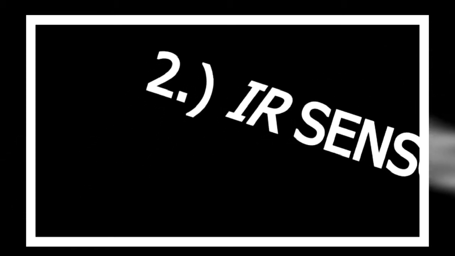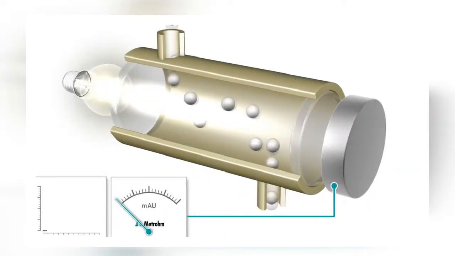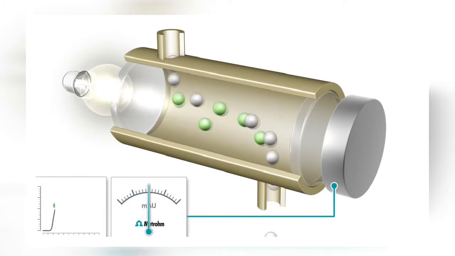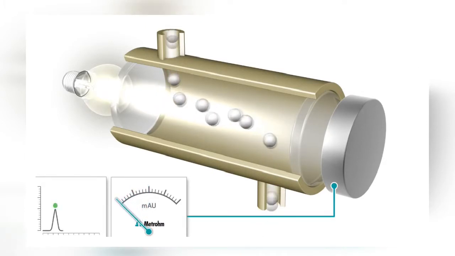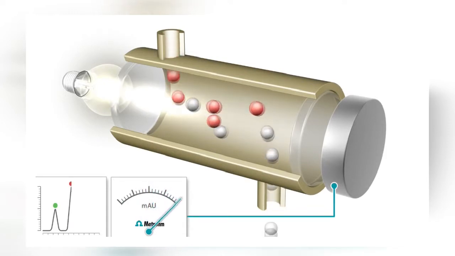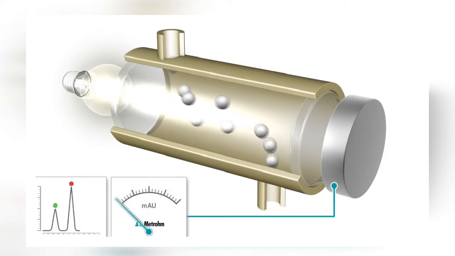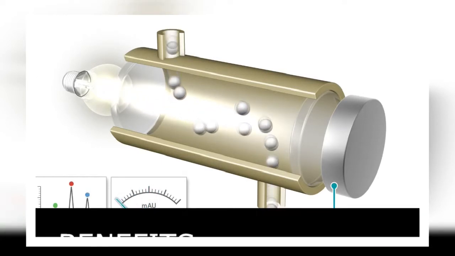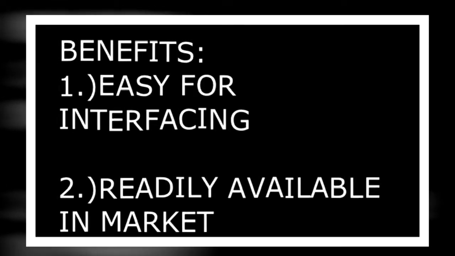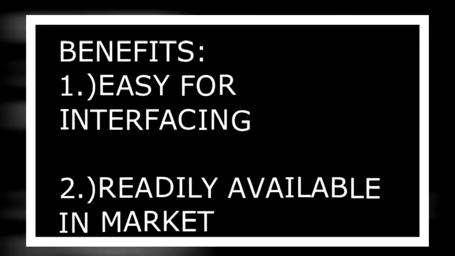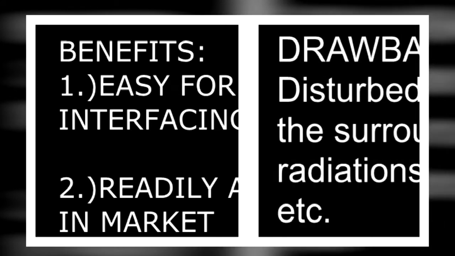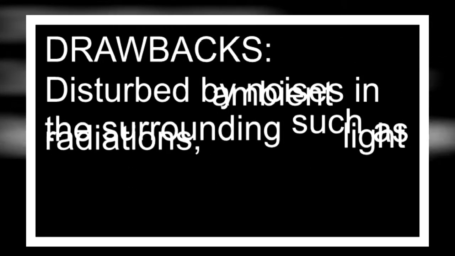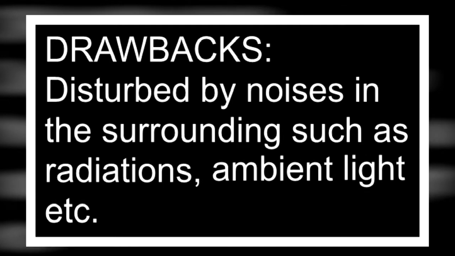2. IR sensor. This device emits and/or detects infrared radiation to sense a particular phase in the environment. Generally, thermal radiation is emitted by all objects in the infrared spectrum. The infrared sensor detects this type of radiation, which is not visible to the human eye. Sensors come with many pros and cons. Looking at its benefits, it is easy to interface and readily available in the market, while on its cons, it is disturbed by noises in the surroundings such as radiations, ambient light, etc.